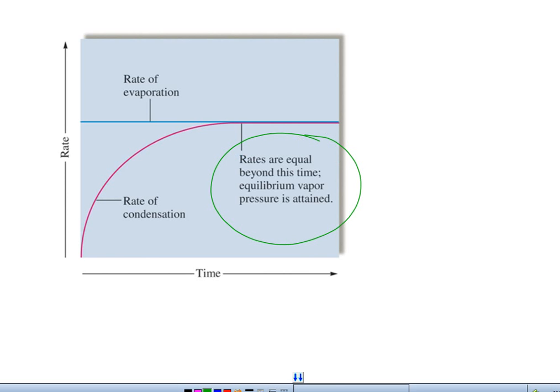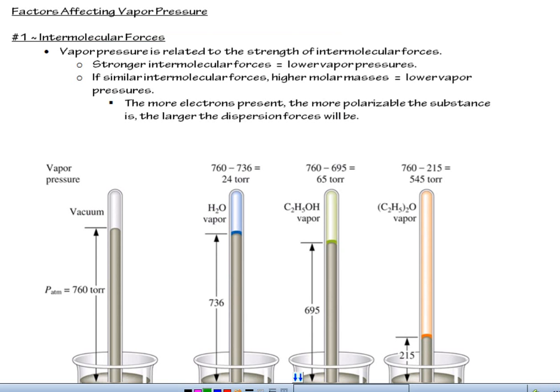Now there are some factors that affect vapor pressure. One of them is obviously intermolecular forces. The stronger the intermolecular forces are between the particles, the more likely they are to stay in the liquid phase, which would create a lower vapor pressure. There's just not as many particles entering the vapor phase.